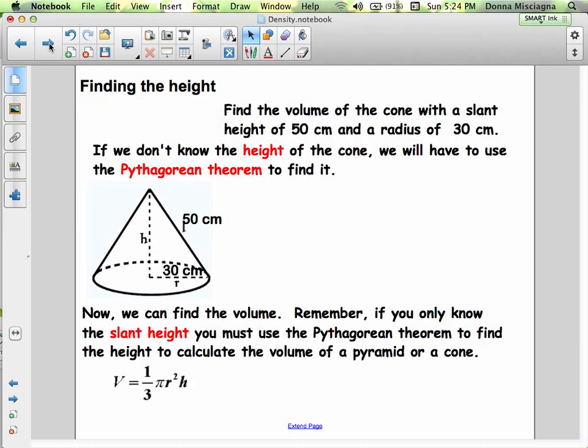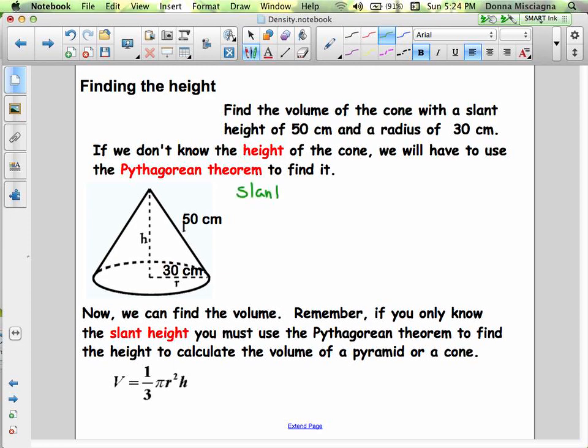Right, so now, though, we're going to have to look for the height of the cone. So find the volume of a cone with a slant height of 50 and a radius of 30 centimeters. If we don't know the height of the cone, we will have to use the Pythagorean theorem to find it. And this is always going to be set up the exact same way. It's always going to be slant height squared, just like the pyramid, right? And the slant is on the outside of the cone. So this is the slant. The height is on the inside, right, which is right there.